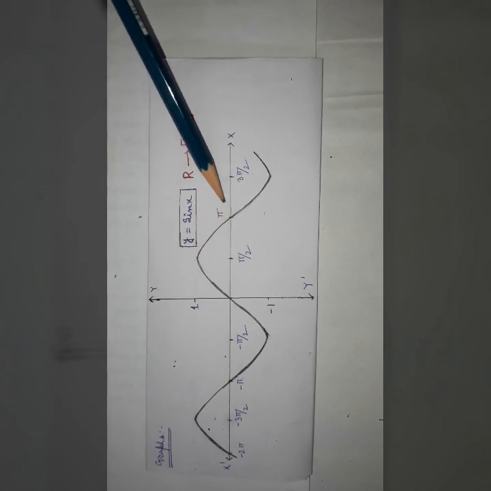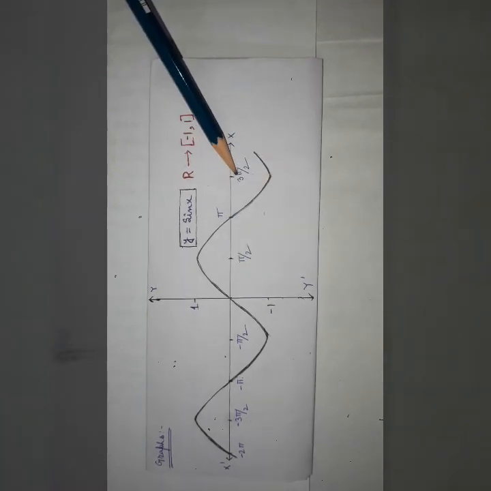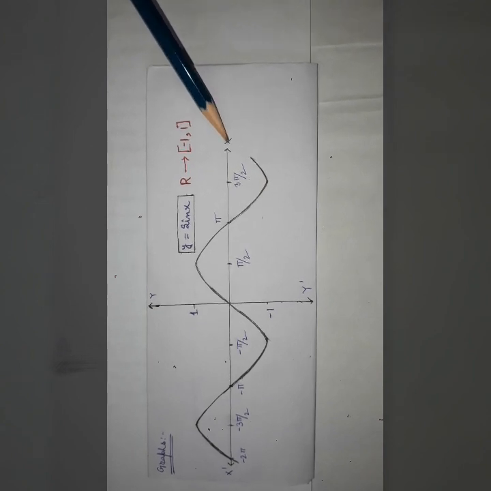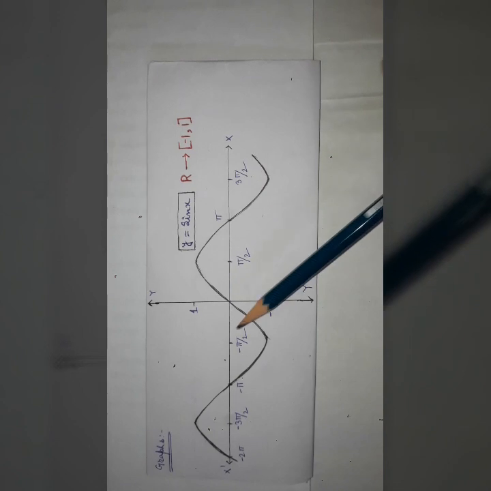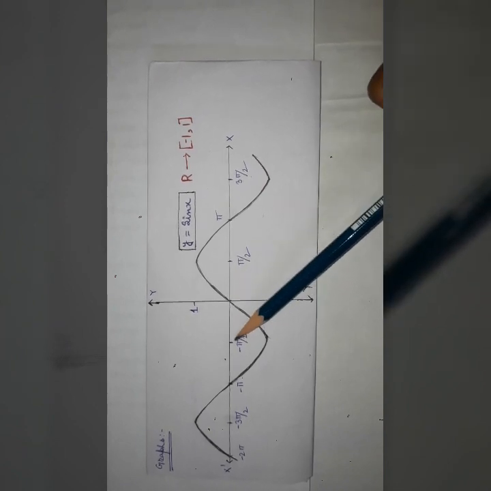Then in the third quadrant, that is pi to 3 pi by 2, it is decreasing from 0 to minus 1. Then from 3 pi by 2 to 2 pi, it will again increase from minus 1 to 0. And in the negative direction also the same. This one is the fourth quadrant.